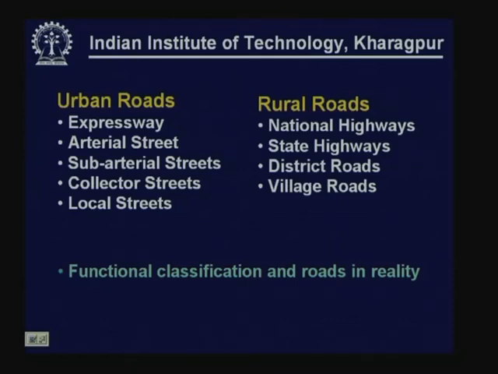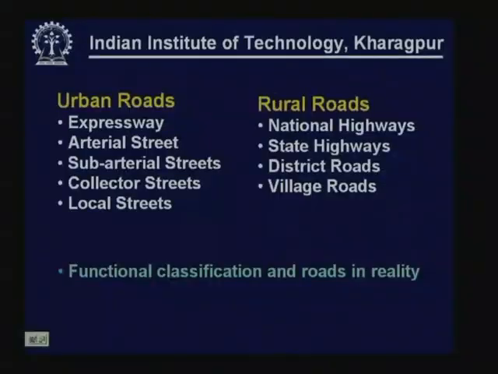Again, urban roads are classified as expressway, the highest order of road, which is predominantly for long distance traffic. Higher speed is expected, greater access control is expected, no parking, waiting are allowed along the road. Similarly, a slightly lower order road is arterial street, further a little bit lower order sub-arterial street, collector streets and local streets. Local streets are essentially the roads that we find in the residential area.